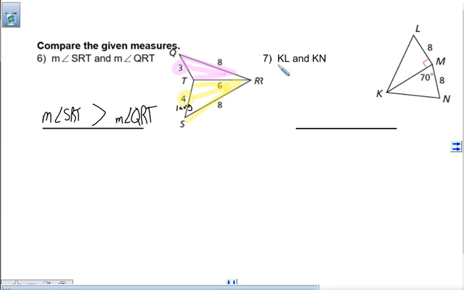Our next one, we're looking to compare KL and KN. KL is across from this symbol. What does that symbol mean? 90 degrees. So KL is across from 90 degrees, and KN is across from 70 degrees. That 90 is larger, so that means that KL is larger. KL is greater than KN.